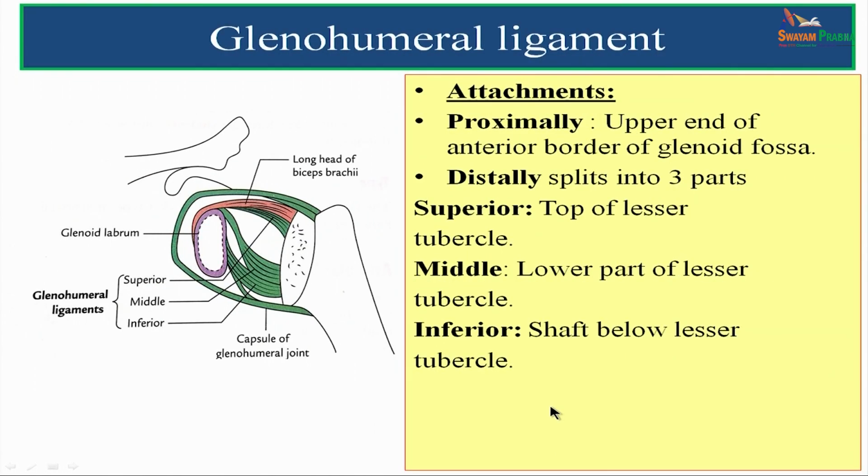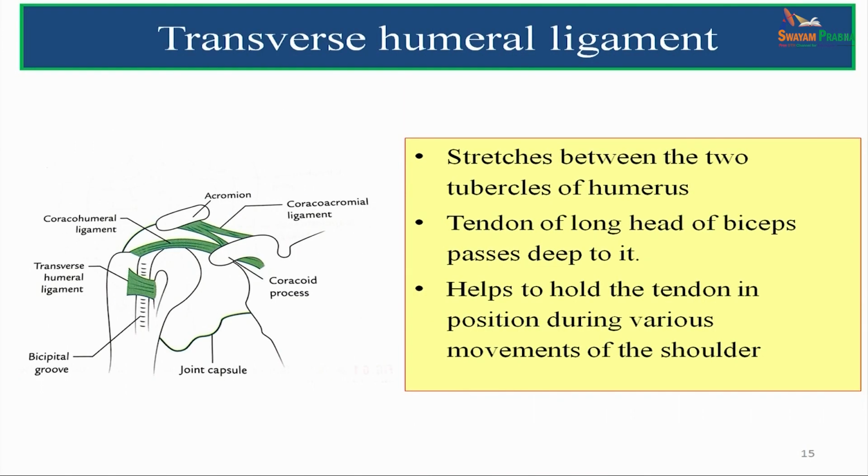Coming to the other ligaments of shoulder joint which support the shoulder joint. Glenohumeral ligament attachments: proximally it is attached to the upper end of the anterior border of glenoid fossa. Distally it splits into 3 bands, superior, middle and inferior. The superior is attaching to the upper part of the lesser tubercle, the middle is attaching to the lower part of the lesser tubercle, the inferior is attaching to the shaft of the humerus even below the lesser tubercle. This is about the glenohumeral ligament.